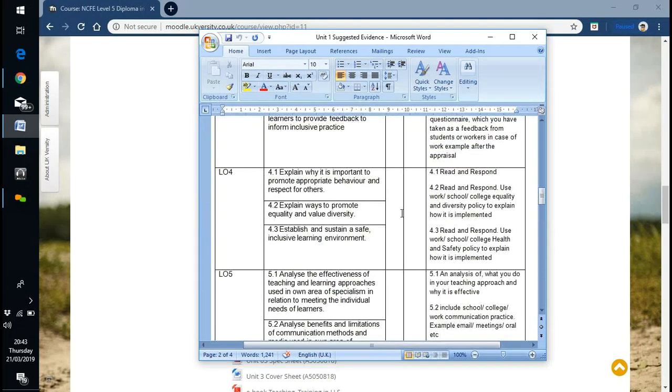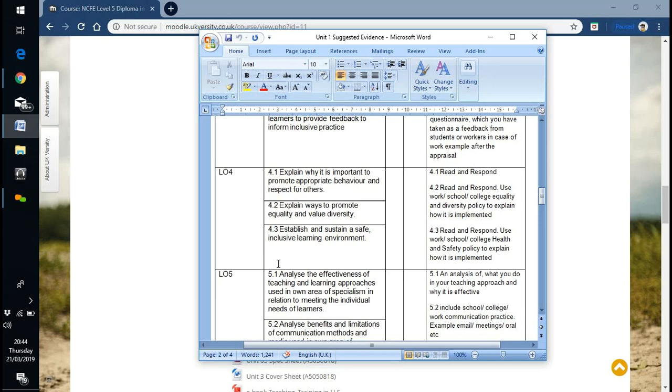And we move on to 4, which only has 3 ACs. That's good. I like it when they're small. This is where it's matching over to 2. You've got to explain why it is important to promote appropriate learned behaviour and respect for others. Explain ways to promote equality and value diversity, and establish and sustain a safe, inclusive learning environment.